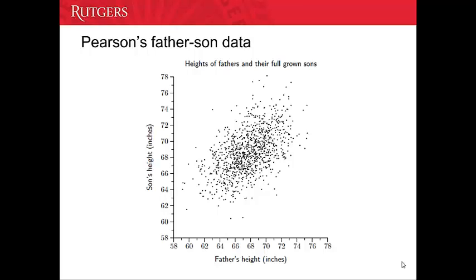You can see this dataset in the scatter plot. In the scatter plot, the x-axis is the father's height in inches. The y-axis is the son's height in inches. This dataset was used by Pearson to investigate regression.